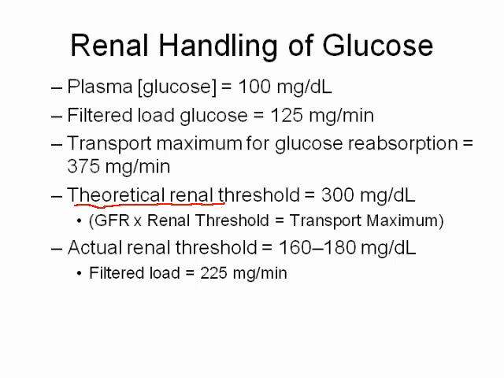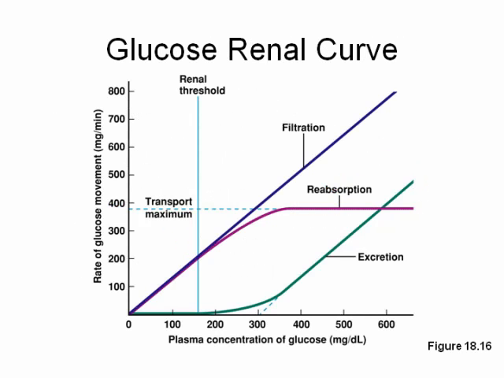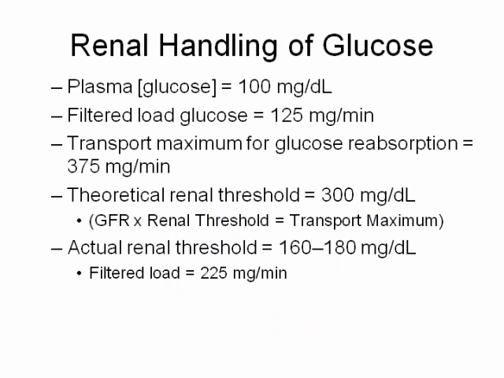So the theoretical renal threshold is about 300 milligrams per deciliter, which, times the GFR, gives us our theoretical transport maximum, which is right here. It's this line right here. But the actual renal threshold is actually lower. It's substantially lower. It's almost half as much.